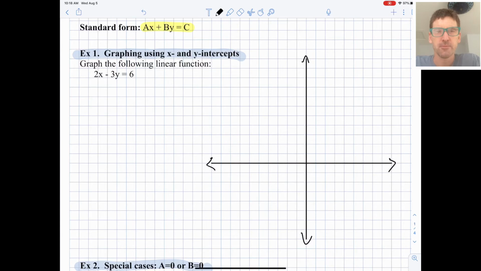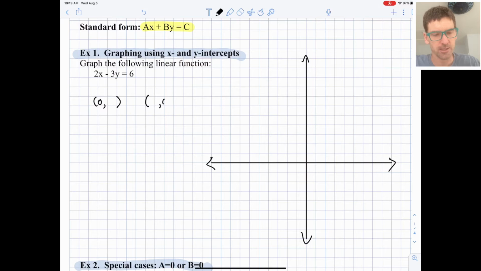Okay, so you might be tempted, if you're not familiar with standard form, to do a lot of algebra and get this into slope-intercept form and then go ahead and graph it. But there's a clever way that you can graph this guy without doing all that algebra. It's called using the x and y intercepts. And so first we're going to pretend that x is 0, and we're going to try to figure out what y is. And then we're going to pretend that y is 0, and we're going to try to figure out what x would be.